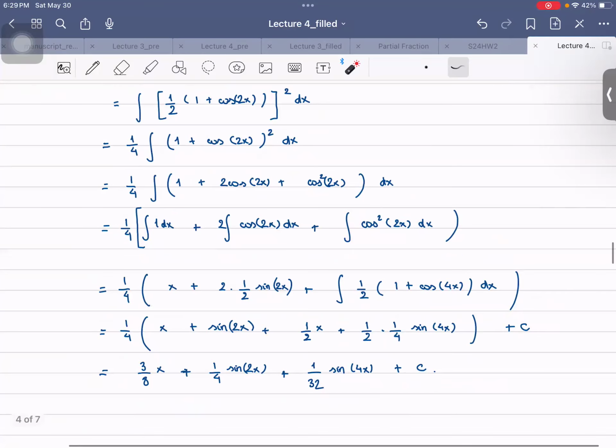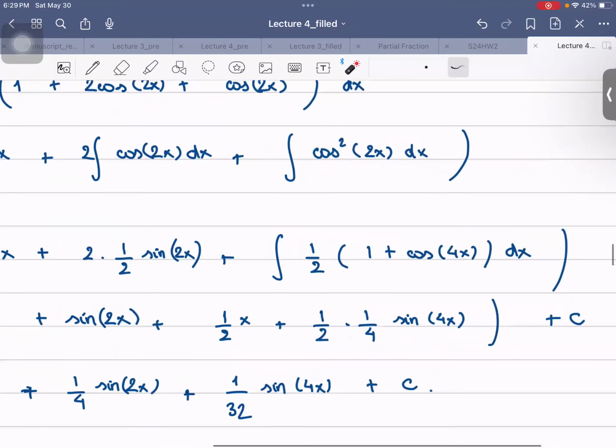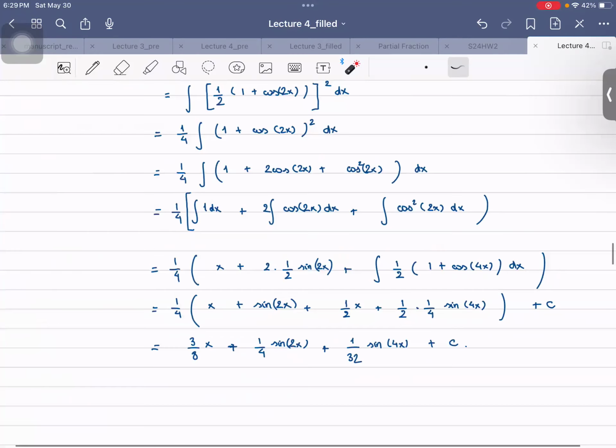For this one, you again have cosine squared, but you can reduce the power again using the trig identity. You can double the angle to compensate for the power. So from here, the power goes from 2 to 1, but you have to double the angle. You have 4x.